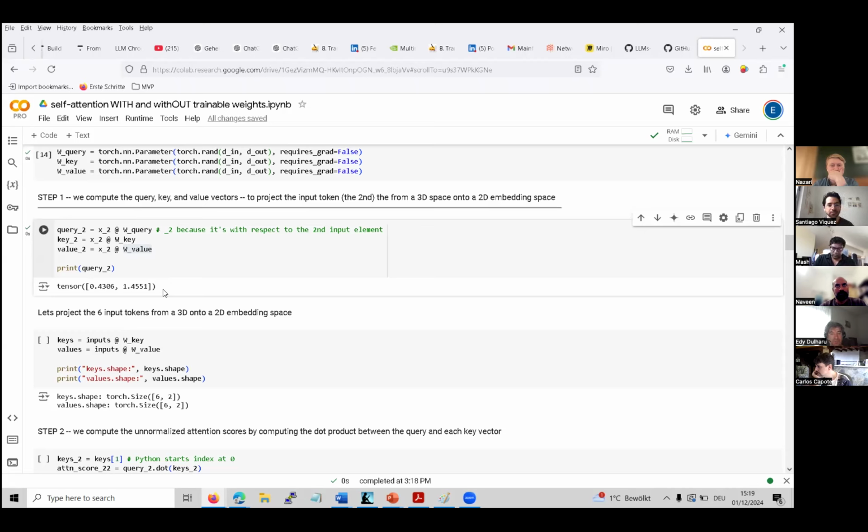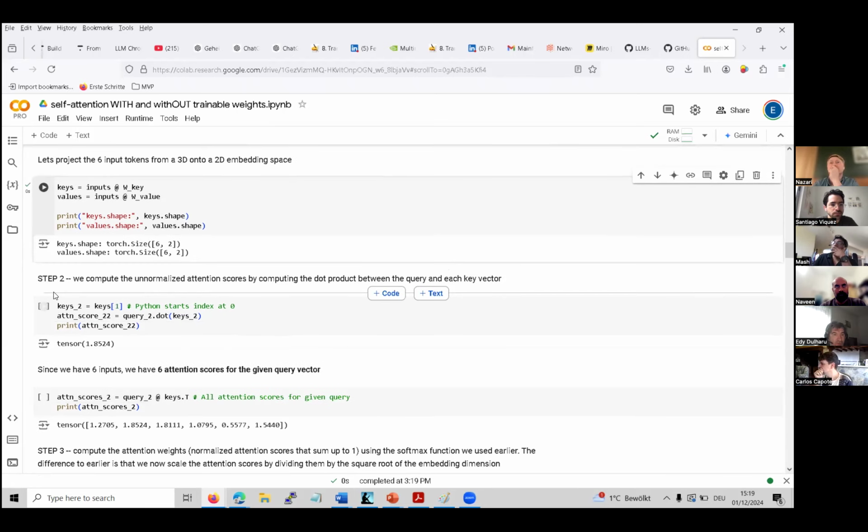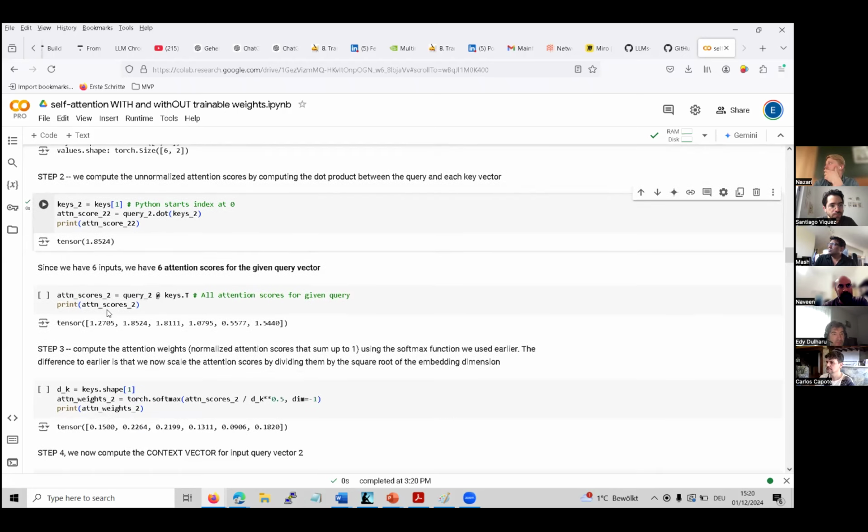Again, we want to make the model pay attention up to the current token, not to the future tokens. So let's continue here. I want to get to the point where I need to multiply the inputs with the query, key and value weight matrices. So these are the steps.